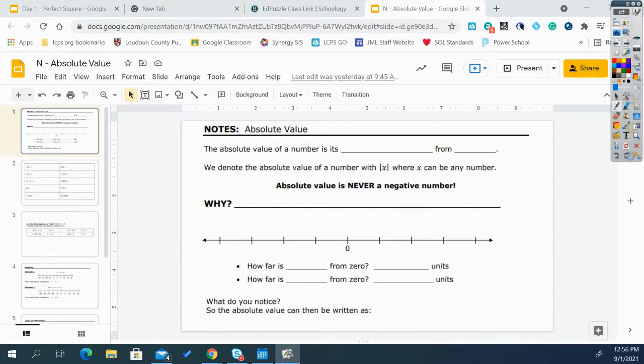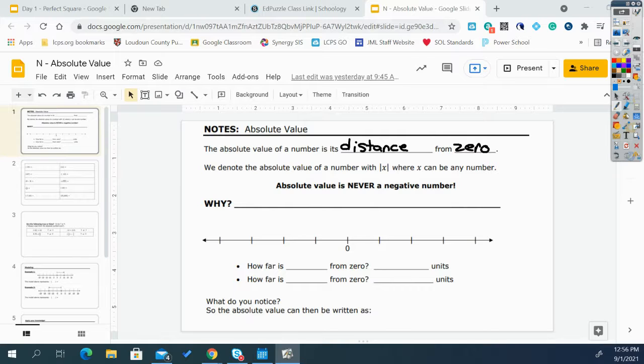Hi everybody. In this video we're going to learn about our new topic, absolute value. So let's talk about what absolute value is first. Absolute value of a number is just its distance from zero. So let's all write down distance, and then it's from, and we'll write down zero. Make sure you're doing this in our notes as well.